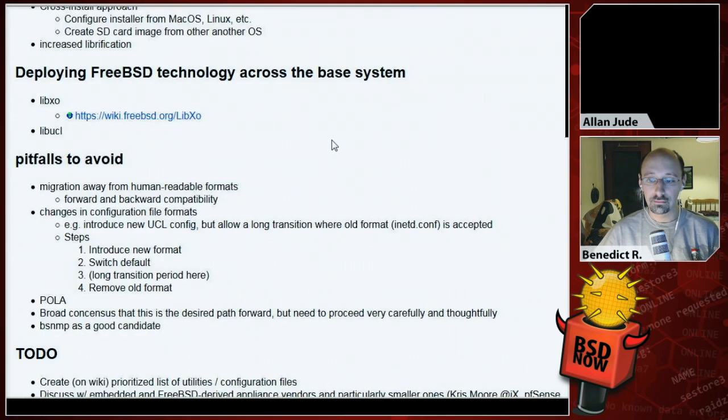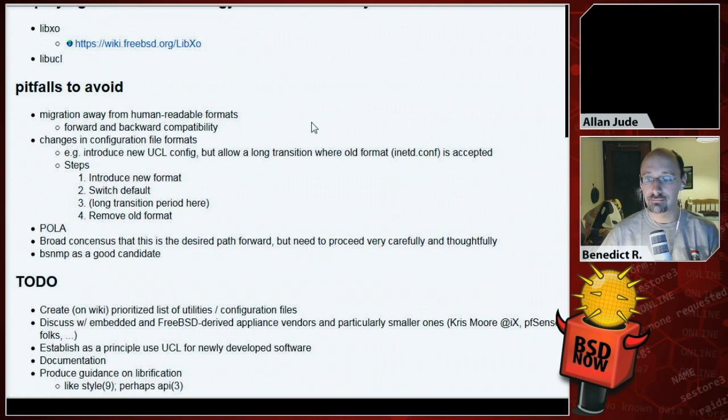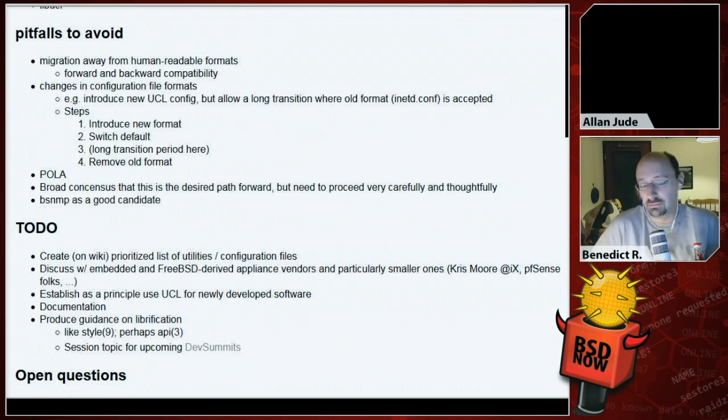Trying to get FreeBSD technology deployed in more places in the base system of FreeBSD itself, like libxo and libucl, and trying to map out the path as we switch to UCL. We definitely want to keep human readable formats, and we want to have forward and backward compatibility. When the config format does change, like say we introduce a new UCL config, we need to introduce a new config, then eventually switch it to be the default, and then only after a long transition actually remove support for the old format. Because you don't want people to do an upgrade and then everything stops working. Yeah, that would be bad, since people are upgrading from FreeBSD versions like forever, and people expect a certain functionality in that regard.